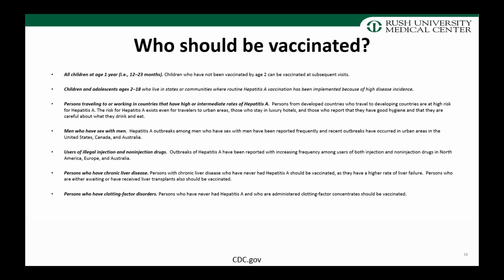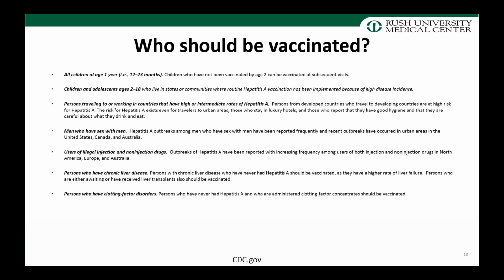People who travel to developing countries are at high risk for development of hepatitis A, even if you travel to urban areas, stay in nice hotels, or monitor what you eat. There are reports that per 1,000 visitors per month to developing countries, anywhere from 3 to 20 people out of those 1,000 will develop an acute infection due to hepatitis A, despite some of these precautions that they take. So it is important that these travelers are vaccinated as well.